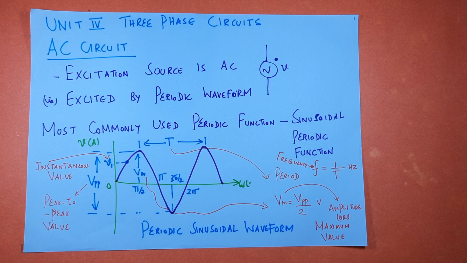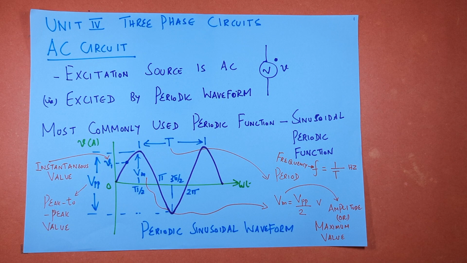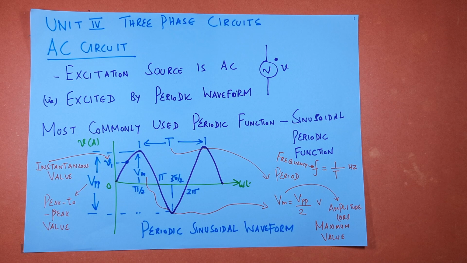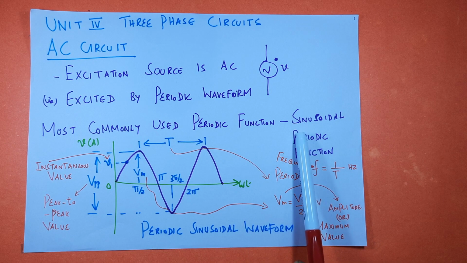Next we shall start Unit 4, which deals with three-phase circuits. In that the first topic is Introduction to AC circuit. What is an AC circuit? It is a circuit in which the excitation source is AC. That means the circuit is excited by a periodic waveform. The most commonly used periodic function is the sinusoidal periodic function.